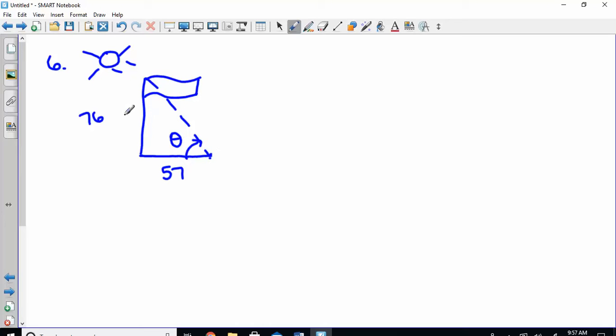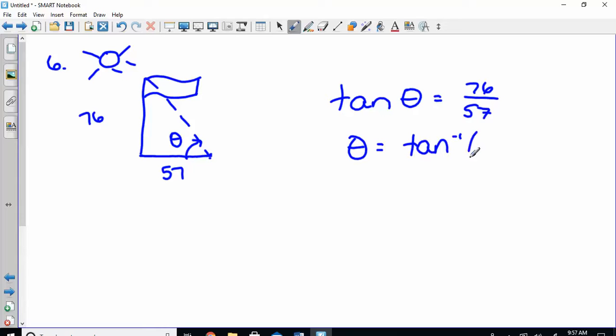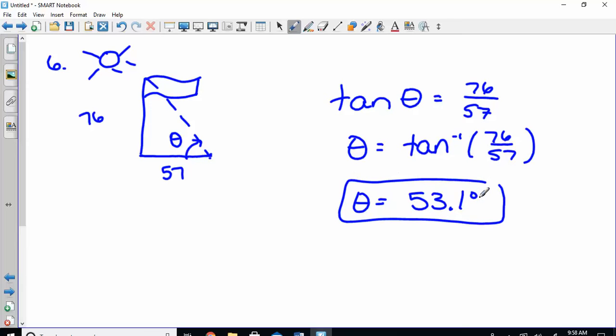So in this triangle, those are my opposite and adjacent sides. So what trig function uses opposite and adjacent? Tangent. So we'll say tangent of theta equals 76 over 57. To move tangent to the other side, it becomes tangent inverse. So second tangent. And our angle, it said significant digits, we had 3 in the problem. So 53.1 degrees.